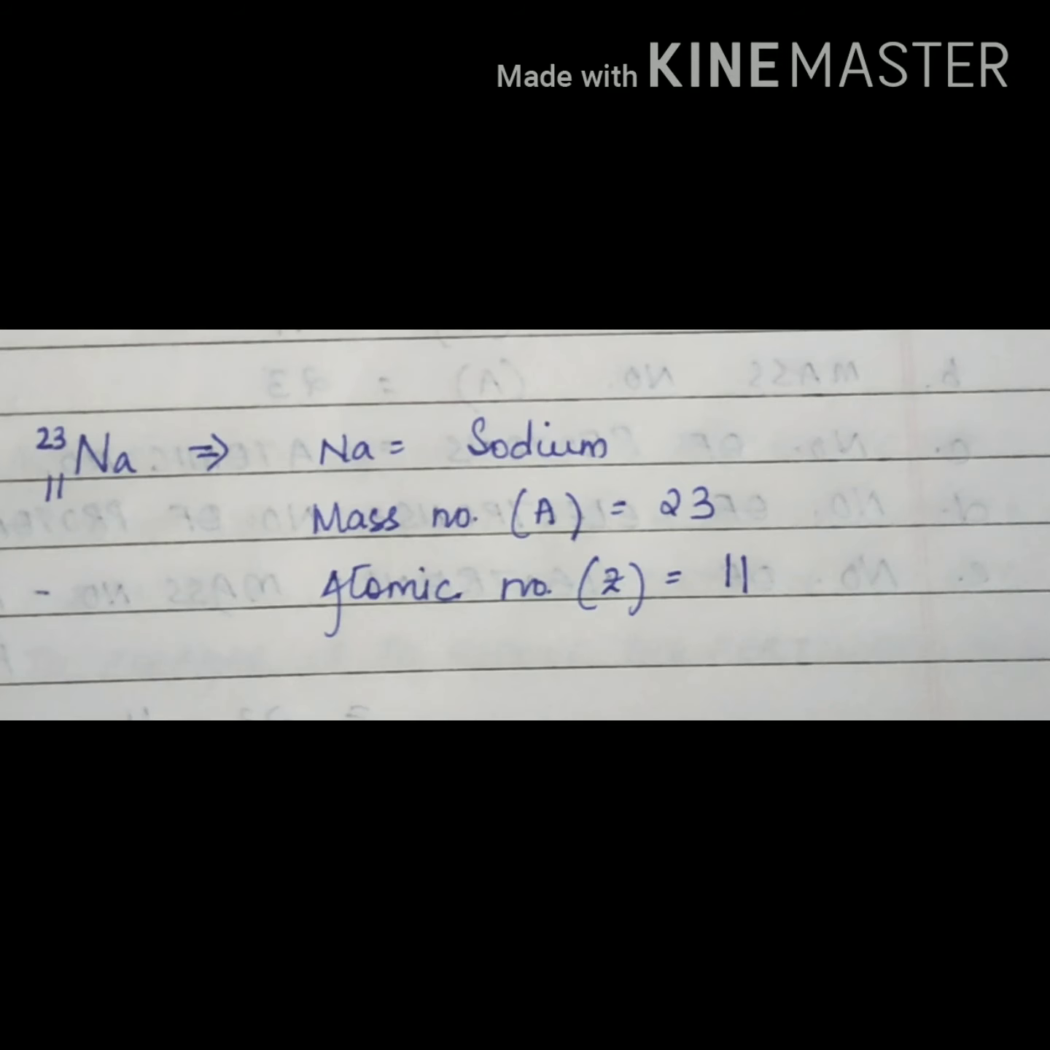Now see this example. I have written Na 23, 11, 23 as the superscript and 11 as the subscript. So I've already explained. Na stands for sodium. The superscript stands for mass number, that is A. So sodium has mass number 23 and atomic number, that is Z, is 11. So mass number is written as superscript, that is on top, and atomic number is written as subscript, that is below the element.